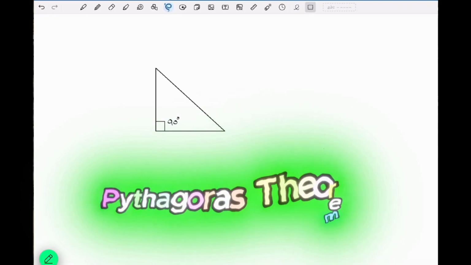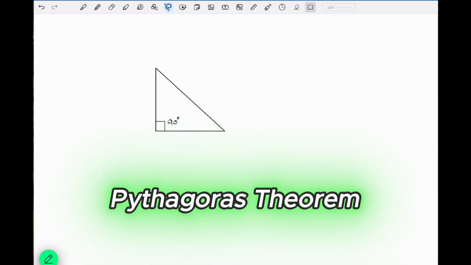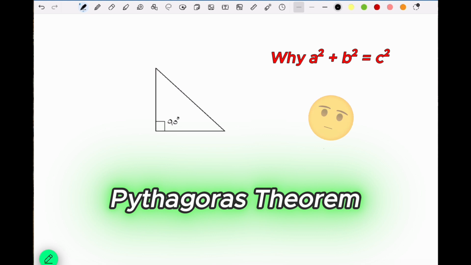Hello everyone. Now we are going to discuss a very important and popular theorem, the Pythagoras theorem. How many of you wonder why we have to accept a squared plus b squared equals c squared? Before going into proving the theorem, let's have a small conversation about the Pythagoras theorem.